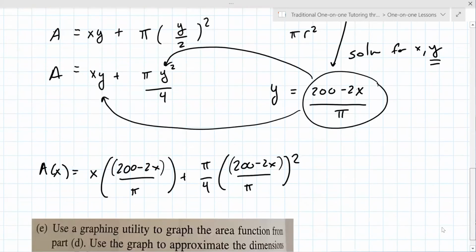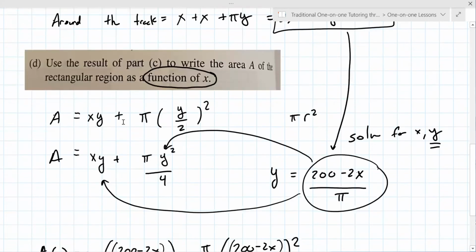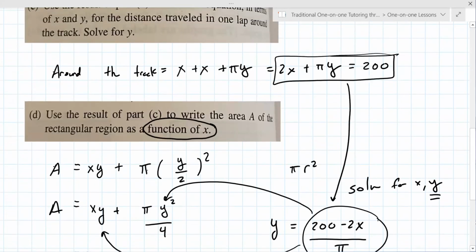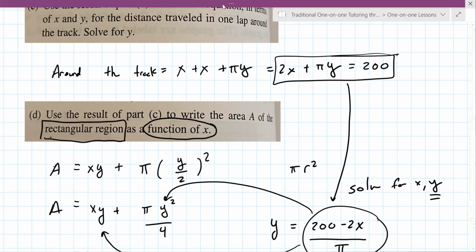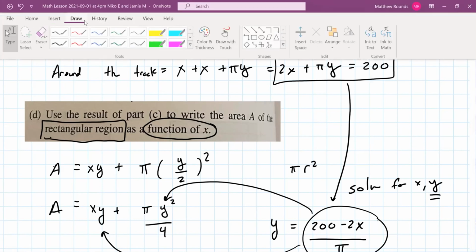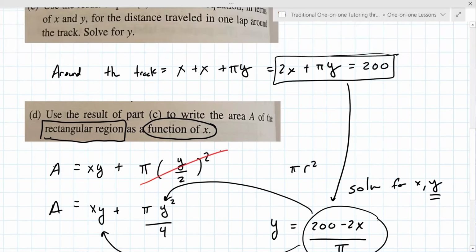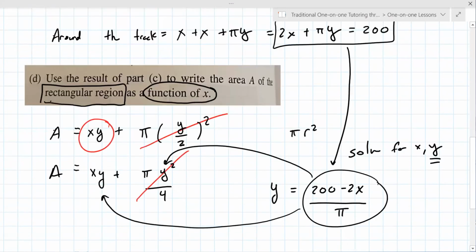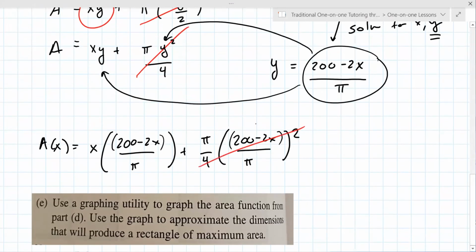So the mistake here is that I did the area of the whole thing. They just want the area of the rectangular region. Okay, so I missed that. I thought they wanted the whole track there. So that nullifies some of the things I did here. Let me just cross out what we don't need. We don't need this, and we just need this. So that's not needed. Let me take that out of my graph, and that should clean this up quite a bit.